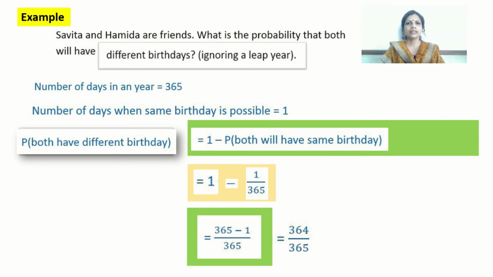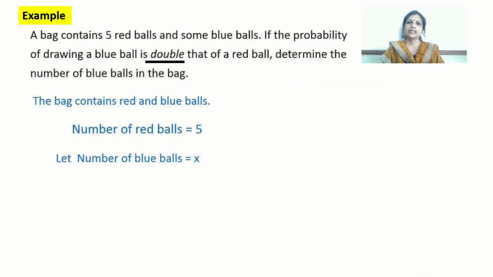Alright. So next sum. This is again the example, and just have a look at that. A bag contains 5 red balls and some blue balls. We are not given the value. It's just said that some blue balls. If the probability of drawing a blue ball is double that of red ball, determine the number of blue balls in the bag. Alright, so let's see what is all given to us.